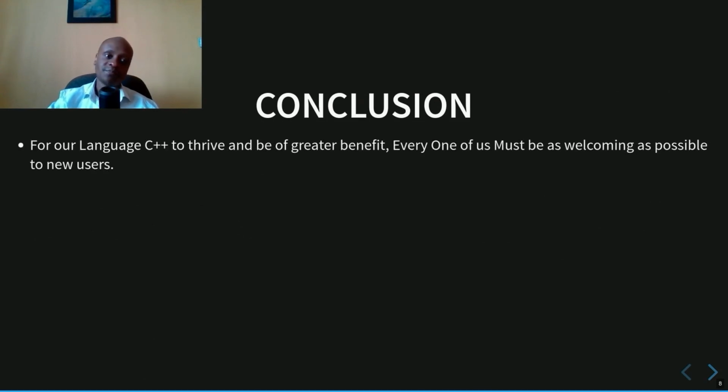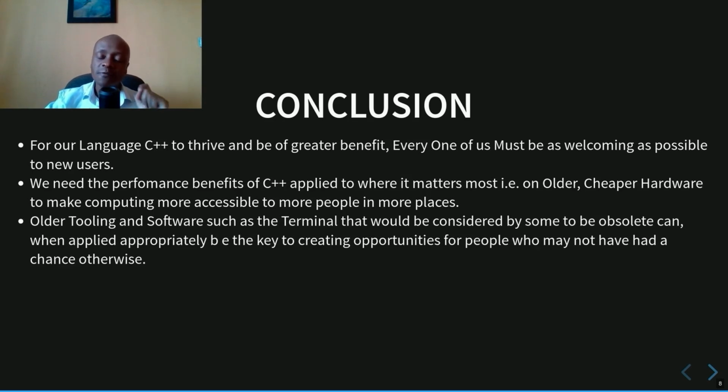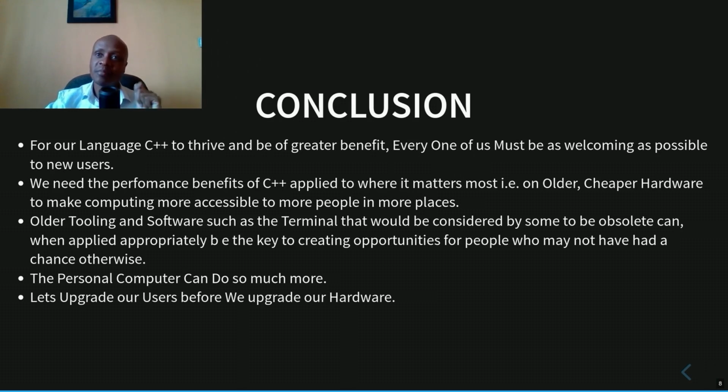So, in conclusion, for our language, C++, to thrive and be of greater benefit, each of us must extend our hands and be as welcoming as possible to new users. We need the performance benefits of greatly written, greatly compiled software where it matters the most, on older, cheaper hardware, to make computing more accessible to more people in more places. Using older software, picking your software to match the hardware is actually one of the core things that can help us even deal with e-waste, because we're probably throwing away too much good hardware. The personal computer can do so much more. So let us upgrade our users before we upgrade our hardware.